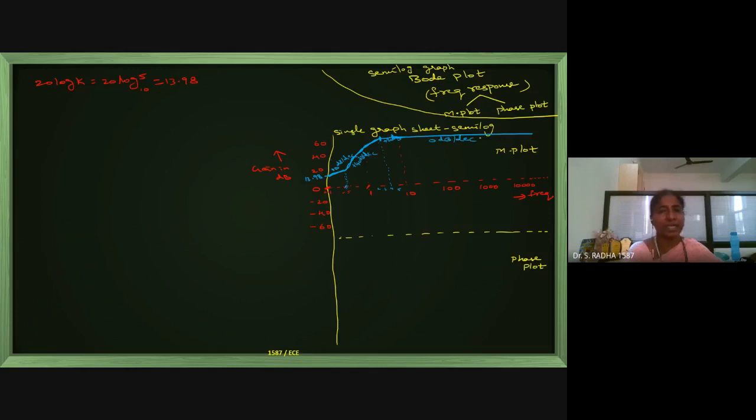Sometimes in the calculation, it will show minus 20, minus 40. Appropriately, you have to bring it down. Minus 20 means downward slope. Minus 40 means more steeper. Okay, more slope you have to show. This is about the Bode plot.